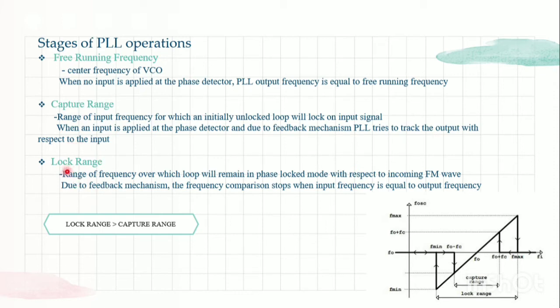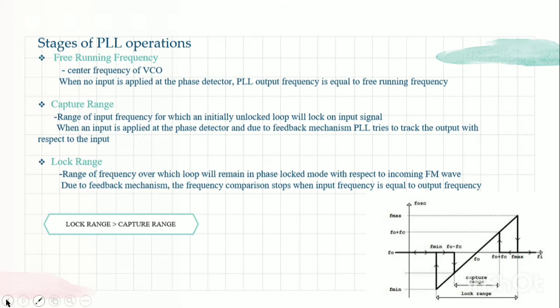Next, lock range: the range of frequencies over which the loop will remain in phase locked mode with respect to the incoming wave. Due to the feedback mechanism, the frequency comparison stops when the input frequency is equal to the output frequency.